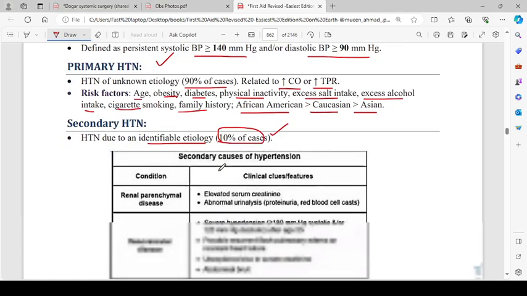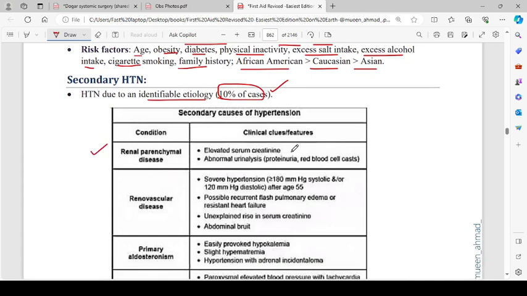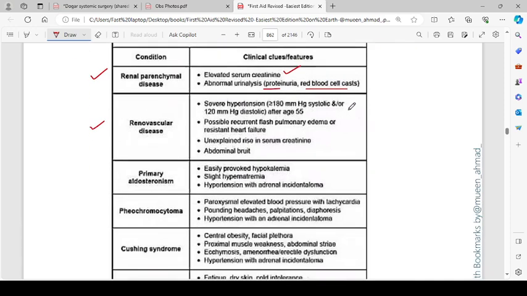So the secondary causes can be renal parenchymal disease. If there is renal parenchymal disease, on the labs we will find deranged RFTs, like there will be elevated serum creatinine, abnormal urinalysis, like there will be proteinuria or red blood cell casts. In renovascular disease, severe hypertension more than 180 millimeters of mercury systolic or 120 millimeters of mercury diastolic after the age of 55, possible recurrent flash pulmonary edema or resistant heart failure, unexplained rise in serum creatinine and abdominal bruit. All of these things tell us something about the renovascular disease.